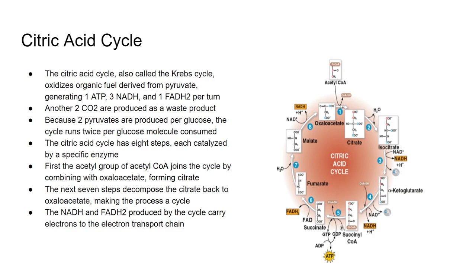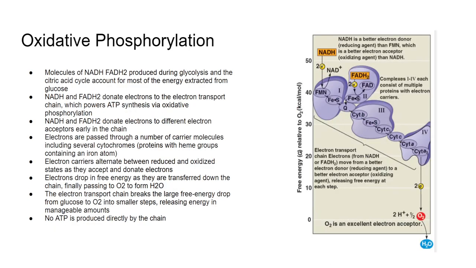So where's the rest of the ATP, right? Where is the rest of the ATP coming from? And this is where we get into the most important step. Oxidative phosphorylation. Oxidative phosphorylation is the most important step because this is where all our ATPs come from, right? There's two parts to oxidative phosphorylation. We have the electron transport chain and then we have ATP synthase.